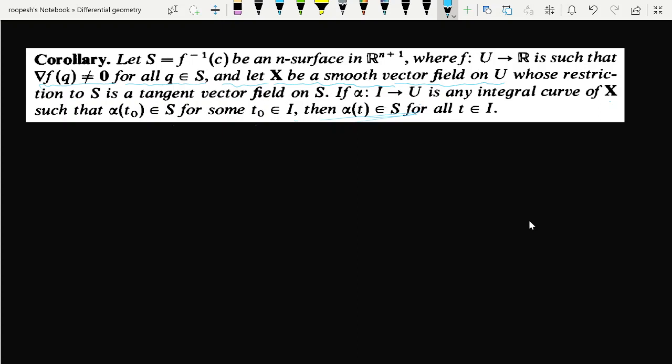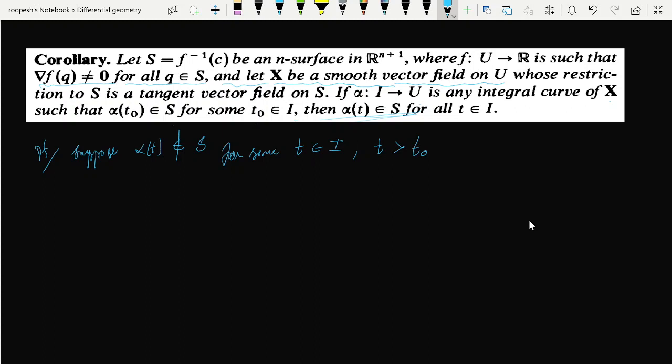So let us see how we can prove it. Proof. By the method of contradiction, suppose alpha of t does not belong to S for some t belongs to I, where this t is greater than t naught.